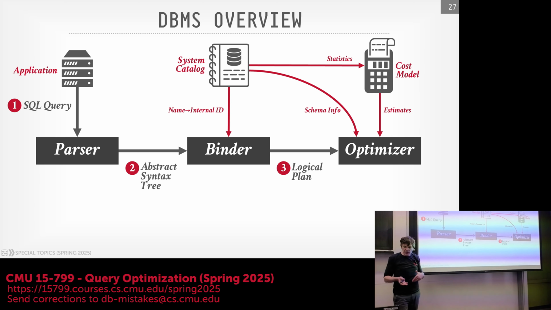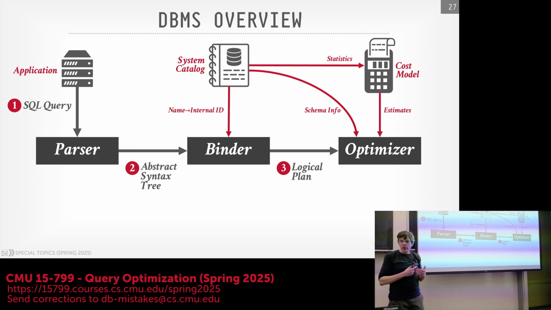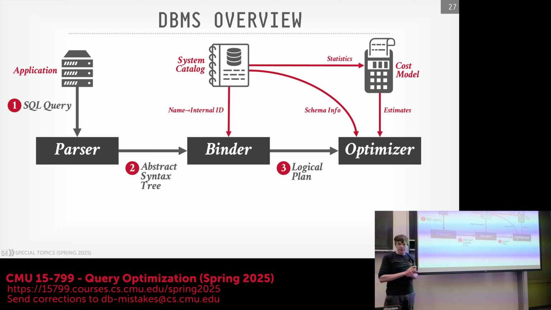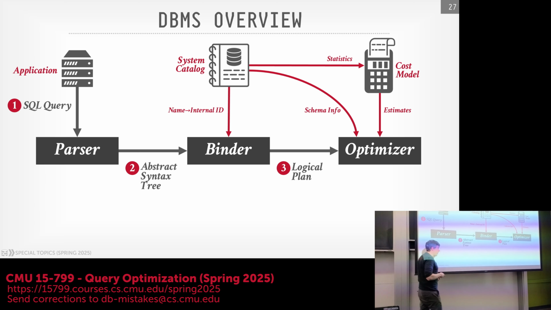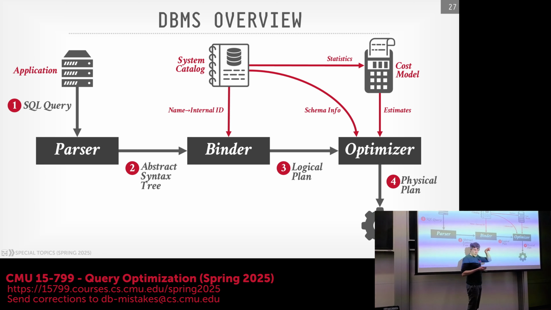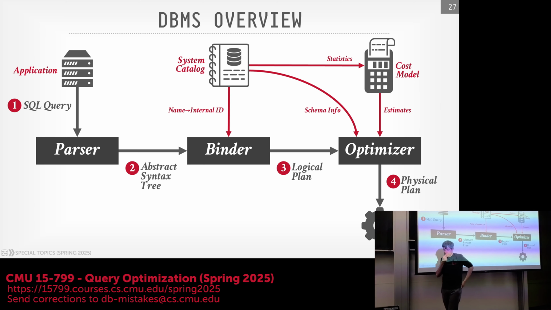I'm being vague about what cost is, but we saw the example just before, where we're using IOs to determine whether one query plan was better than another. The optimizer then crunches on this for a while, and then it spits out a physical plan. Again, that's defining exactly how to execute the query. And then it goes off and gets executed, right?